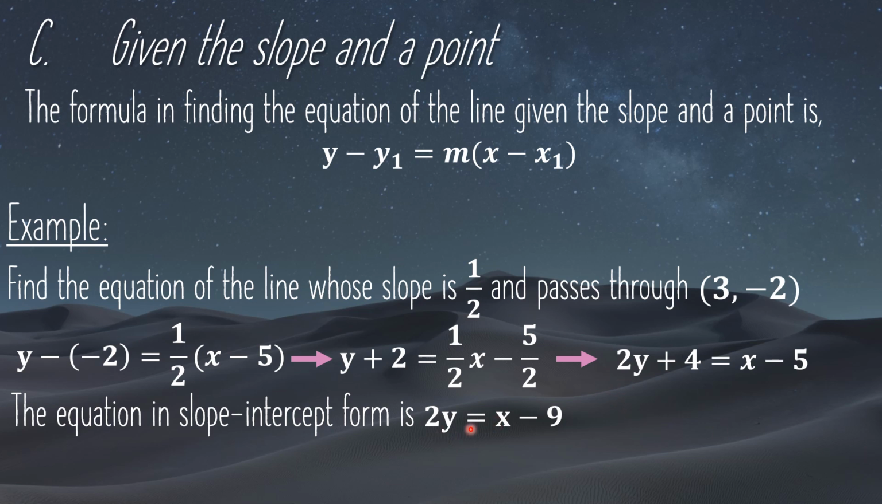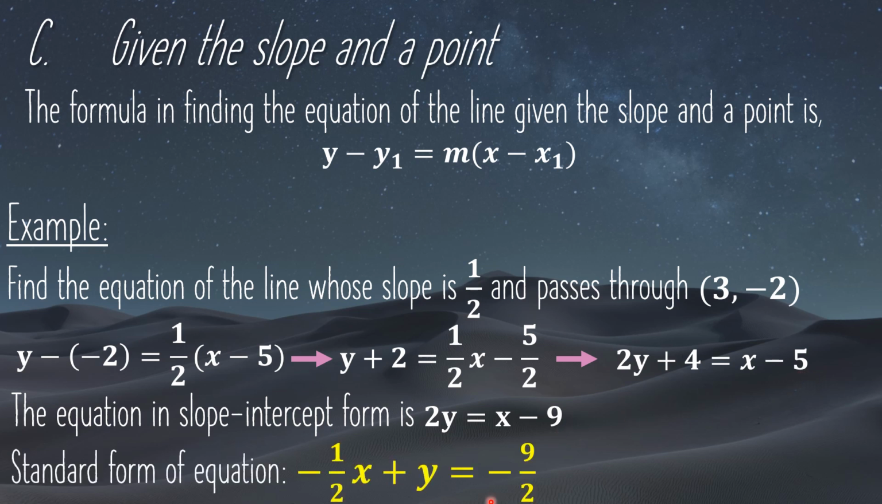Kinopya natin yung 2y. We transpose positive 4 to the right side of the equation para maging katabi niya yung constant na negative 5, kaya naging negative din yung 4. So kinopya natin yung x, and then negative 5 minus 4 will be negative 9. The standard form of equation will now become negative 1/2 x plus y equals negative 9 over 2.